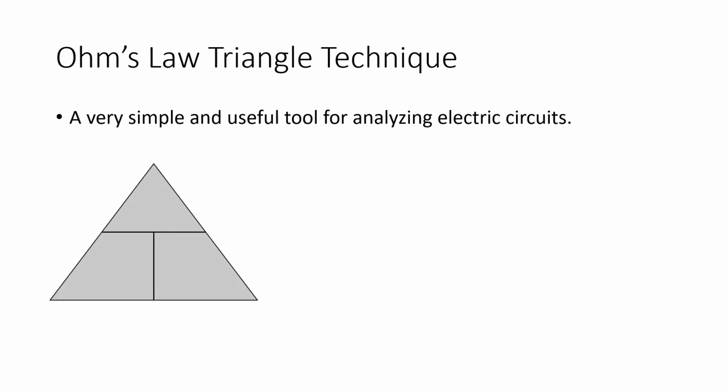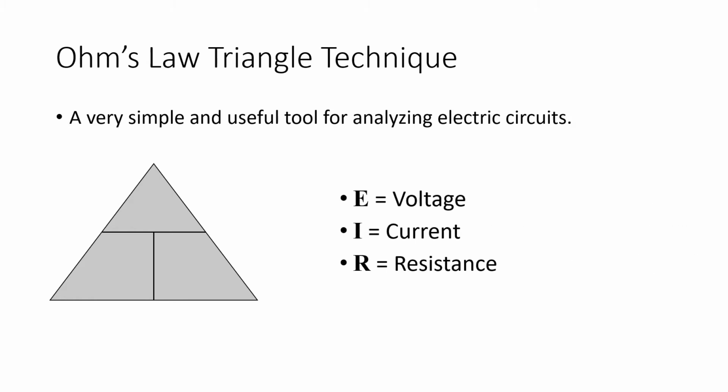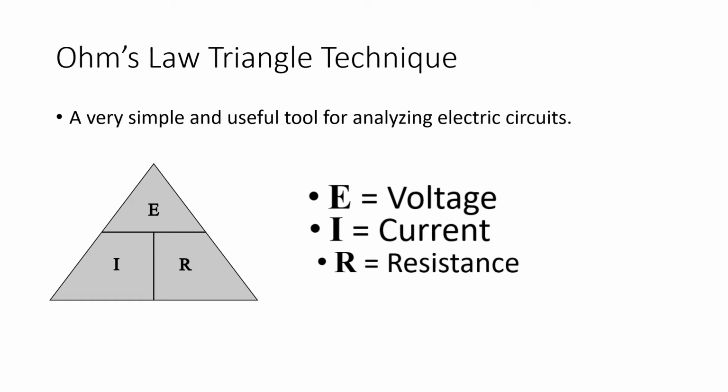The trick is to draw a triangle shape and arrange the letters E, I, and R inside the triangle. E at the top, I on the left, and R on the right. Once again, E is for voltage, I is for current, and R is for resistance.